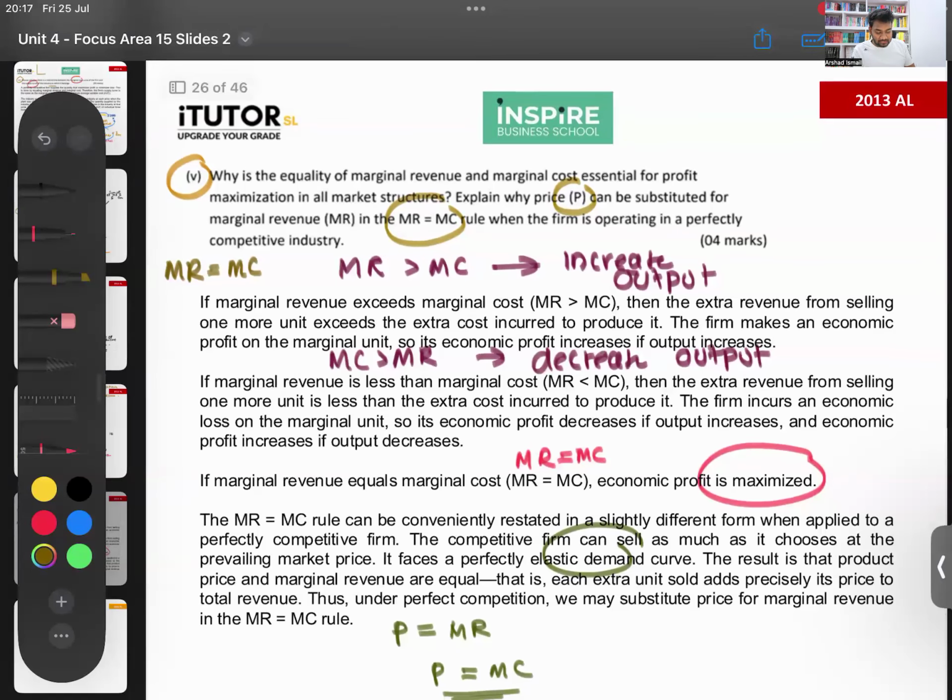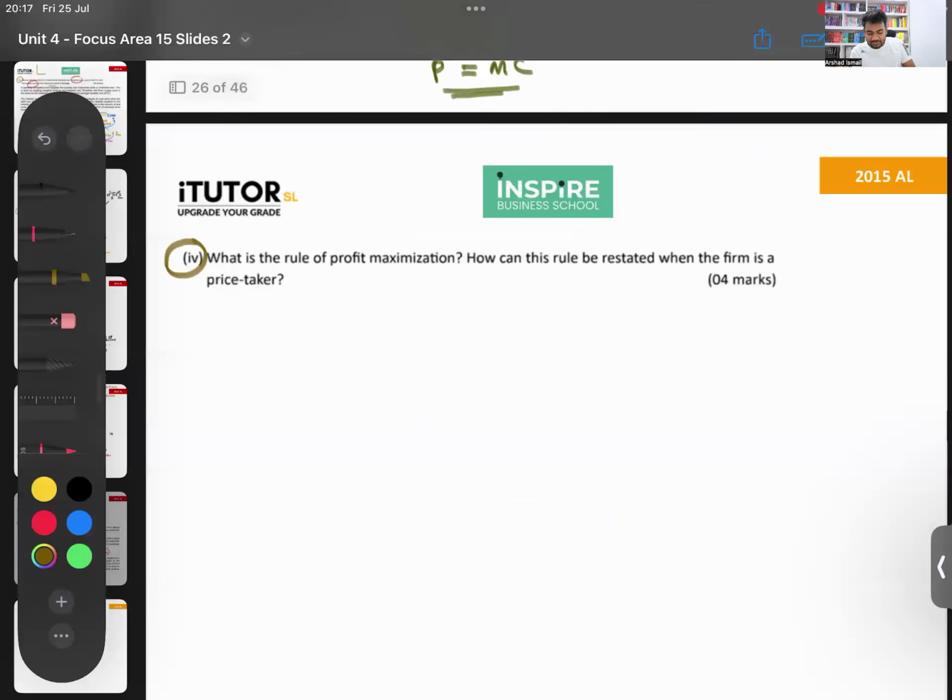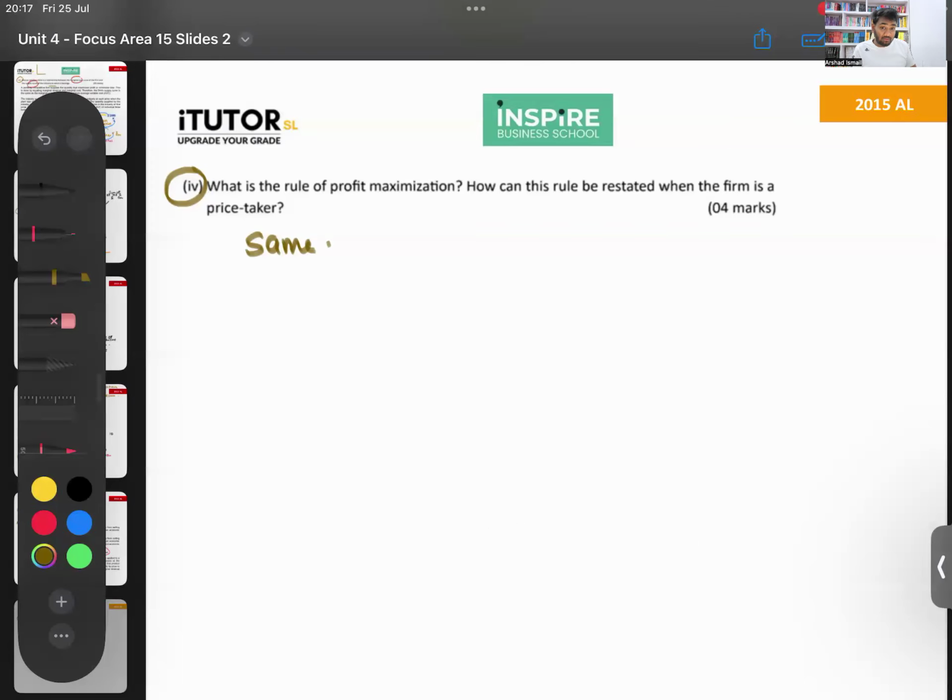Okay. Right. So this question is the same as the previous one. You can write the same answer as before. You will get your full mark. What's the profit maximization rule? That is MR equals MC. Then explain why, when MR is greater, what will happen, and when MC is greater, what will happen. And then talk about how the rule can be restated. So restated, you can say price equals MC. Instead of saying MR equals MC, when you're in perfect competition, you can say price equals MC because these two are equal to each other.